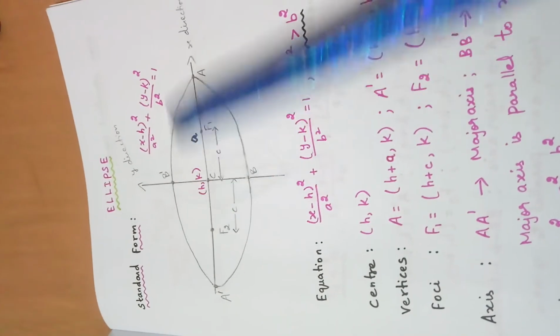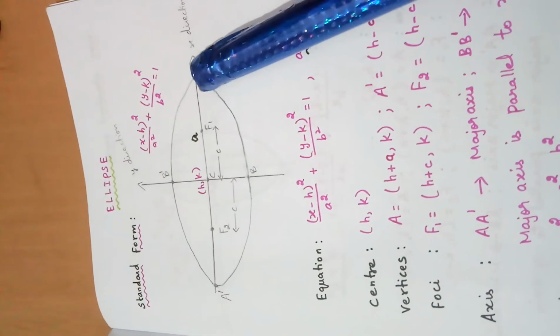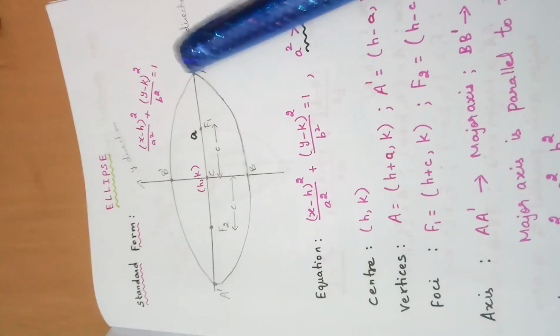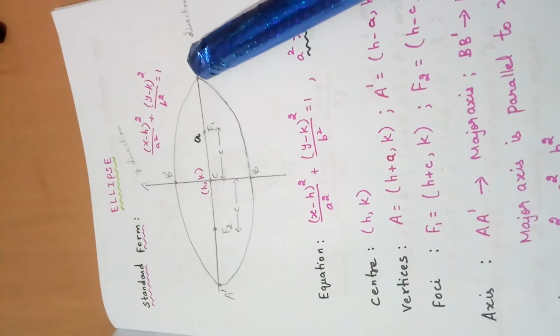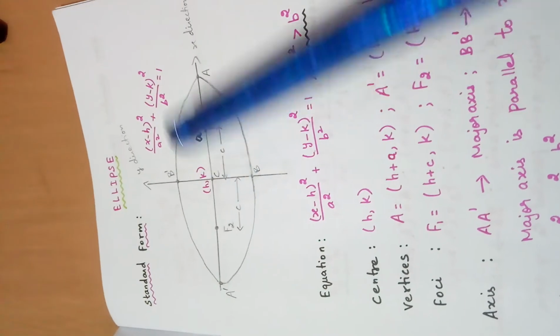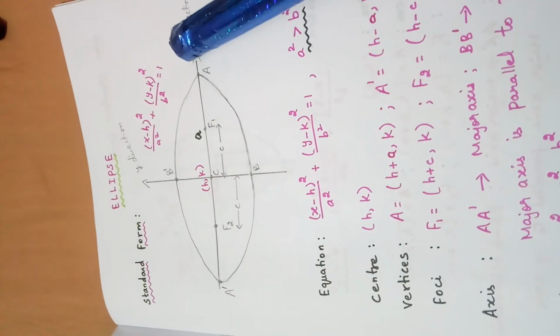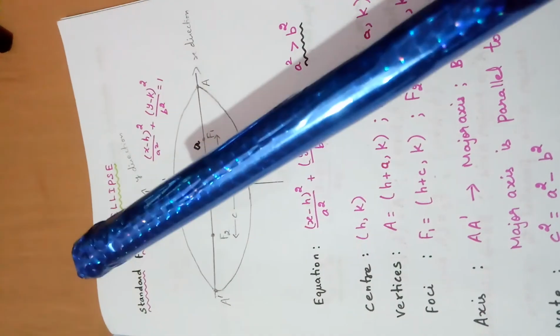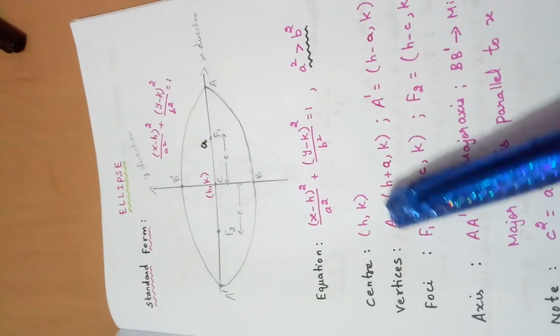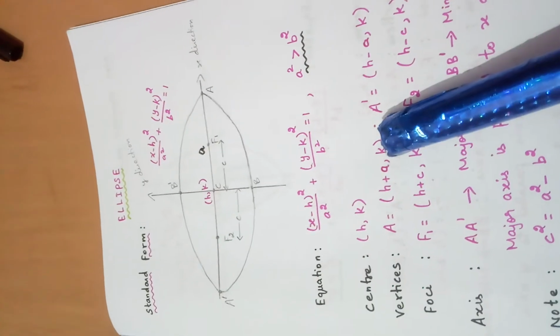Already this is h, and this length is totally a, so this is represented as h plus a. Y value will not change because this is x-axis. Same value will come for y. Here k means here it is also k. I think you will understand, or otherwise simply just remember the formula. Vertex formula is h plus a comma k.